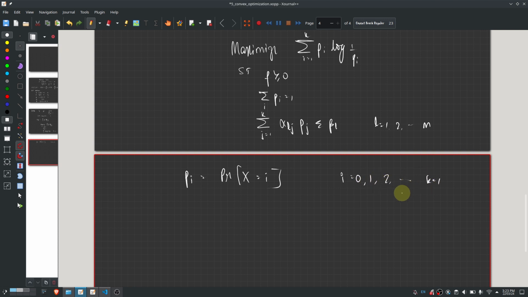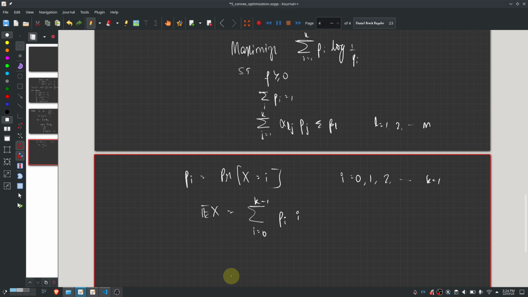But in general, it could be over any finite subset. Okay, so what is the mean equal to in this case? For a given PMF, what is the mean equal to? Correct. So summation i equal to 1 to k, or whatever, i equal to 0 to k minus 1, p_i times i. That would be the mean.